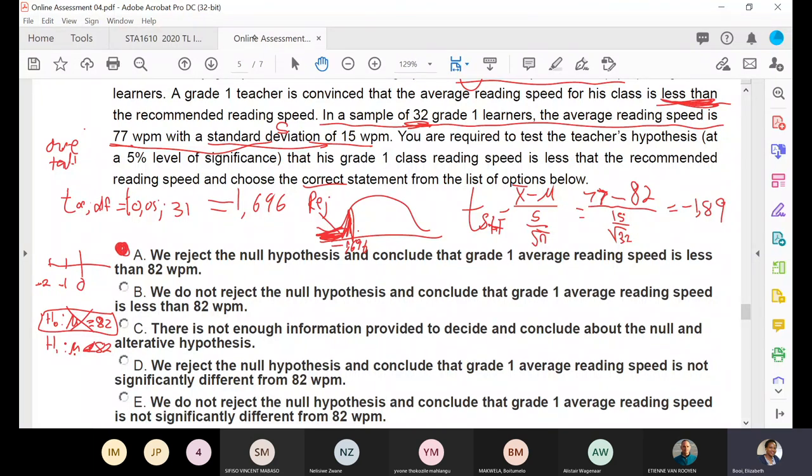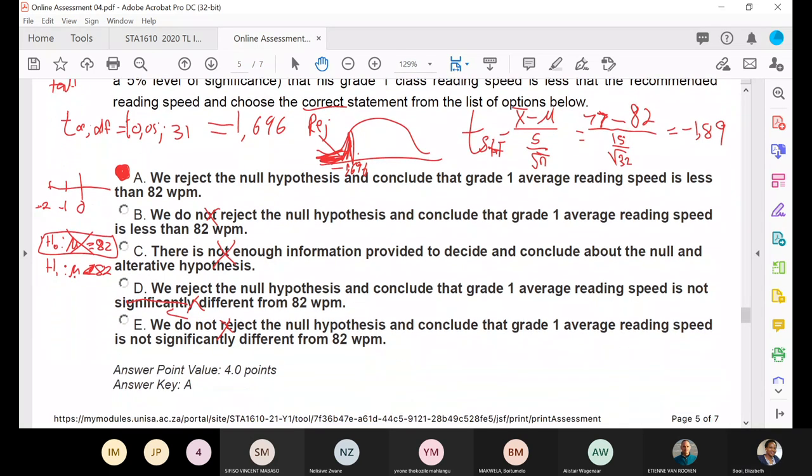But let's read the others. We do not reject. We know that we are rejecting, so that one won't be correct. There is not enough information provided to conclude, but there is enough information because they have given us everything we need to do the hypothesis testing. We reject the null hypothesis and conclude that the grade 1 reading speed is not significantly different, but we know that we are rejecting and we know that it is different because we are accepting our alternative of less than. So the second part of that statement makes it not correct because we know that there is a less than recommended speed. We do not reject. That statement is incorrect because we are rejecting the null hypothesis. The only correct statement here is A.